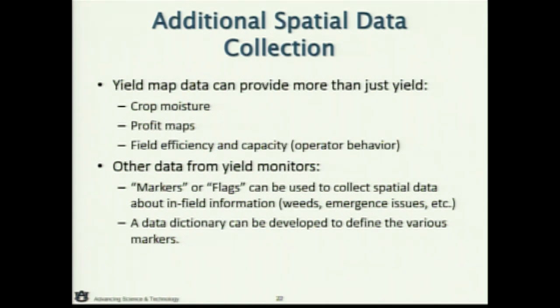Other things, we've got marker or flag capabilities built in. I can mark issues out in the field, weed areas. I might have had emergence issues sometimes, and I'll show an example of that. I can mark whatever I want out there. If I'm working for you, Mark, I can mark and say, I think you need to go back out and look right here. There's something wrong. We didn't get anything emerging. There's something occurring, or hey, we've got excessive weeds in the back corner. It's not easy to see, but it's right here, go back. And so we can collect all that while we're out harvesting.